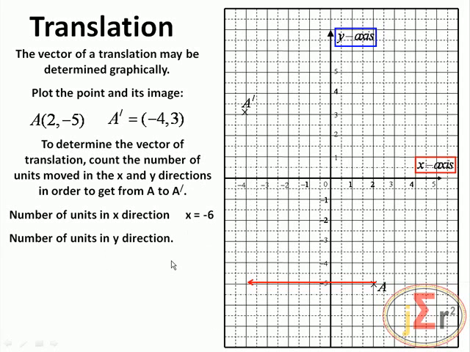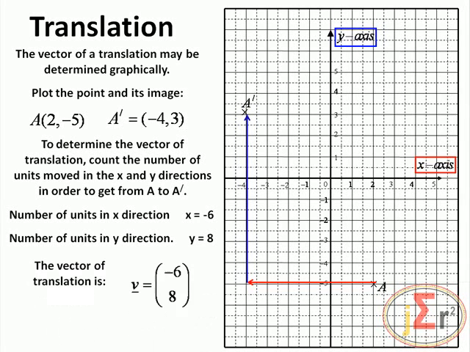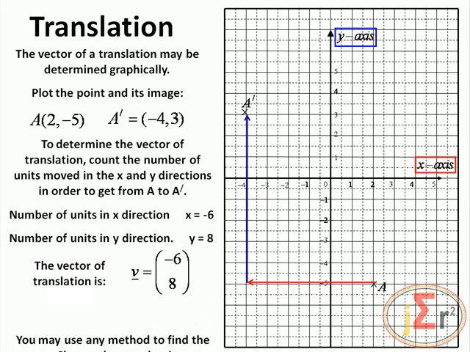So the number of units in the y direction, that's it, and that turns out to be 8. So of course, the vector of translation v is equal to negative 6, 8. And we have it right there.